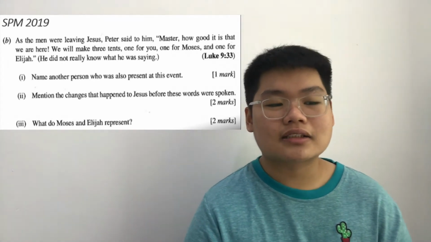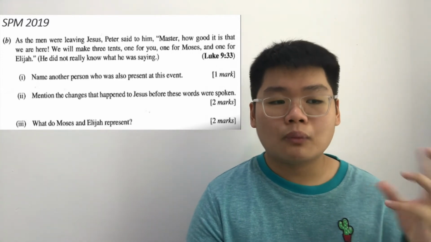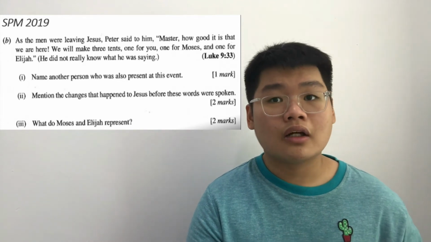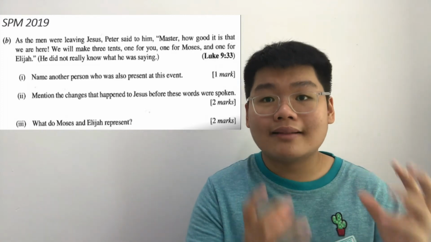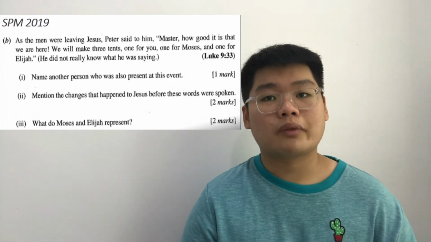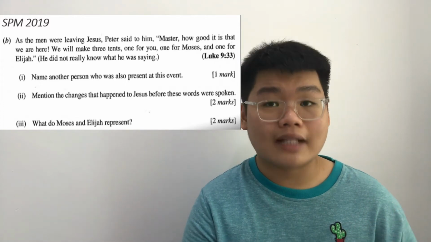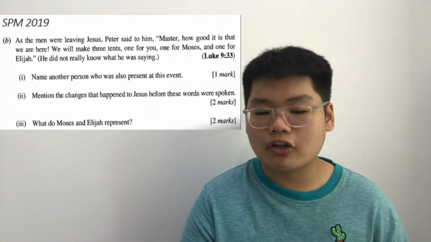Now let's look at the third question. It asks, what do Moses and Elijah represent? This question wants the students to understand what Moses and Elijah represent, not only memorizing that Moses and Elijah appeared, but understanding why they appeared. You can also find this question in your textbook, so you can have a look at your textbook. But over here, I will just give you the answer.